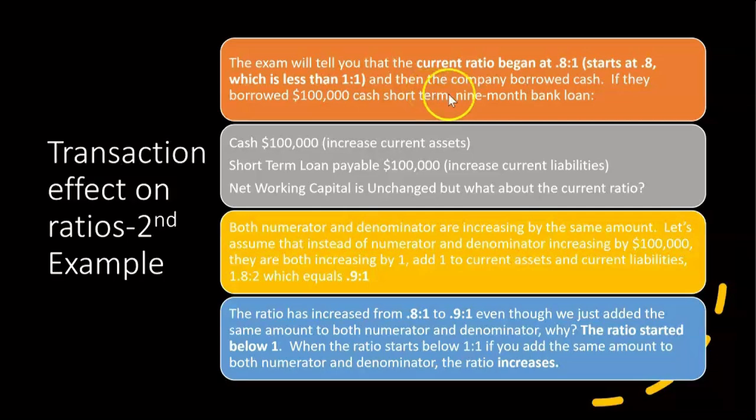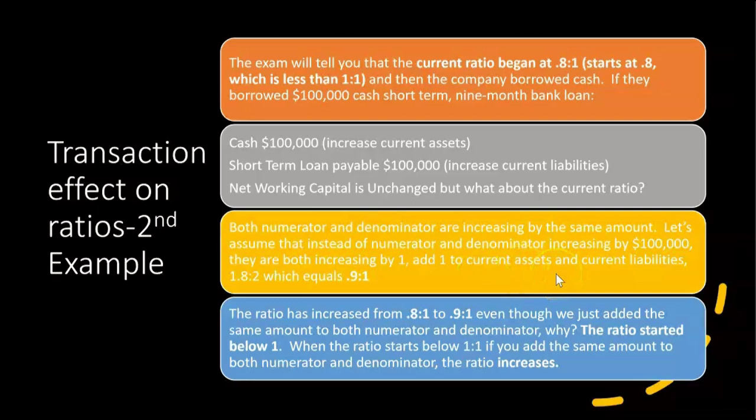And here's the transaction. The company borrows cash. Well, if they borrow $100,000 cash short term, 9-month bank loan, then you have cash increasing current assets, and you have an increase in current liabilities for the 9-month bank loan. The result is that net working capital is unchanged, but what about the current ratio? Both numerator and denominator are increasing by the same amount again. Let's assume that instead of the numerator and denominator increasing by 100,000, they're both increasing by 1. So add a factor of 1 to current assets and current liabilities.